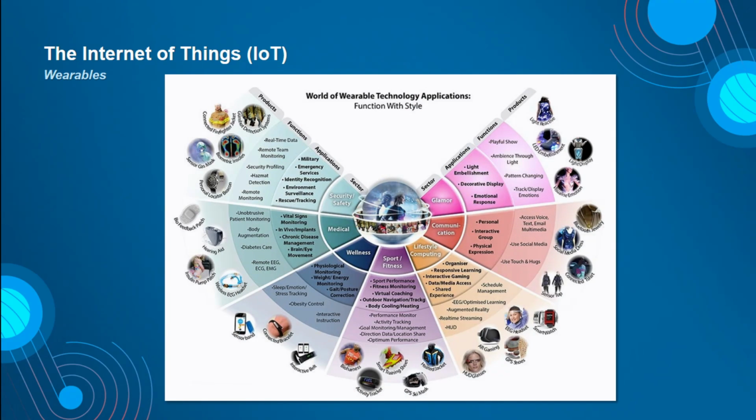So we categorize the wearables. People also put together this chart, where you can see they categorize by sectors, by functions, and products. In terms of sectors, you can see security and safety, medical, wellness, sport and fitness, lifestyle, communication, and many others.